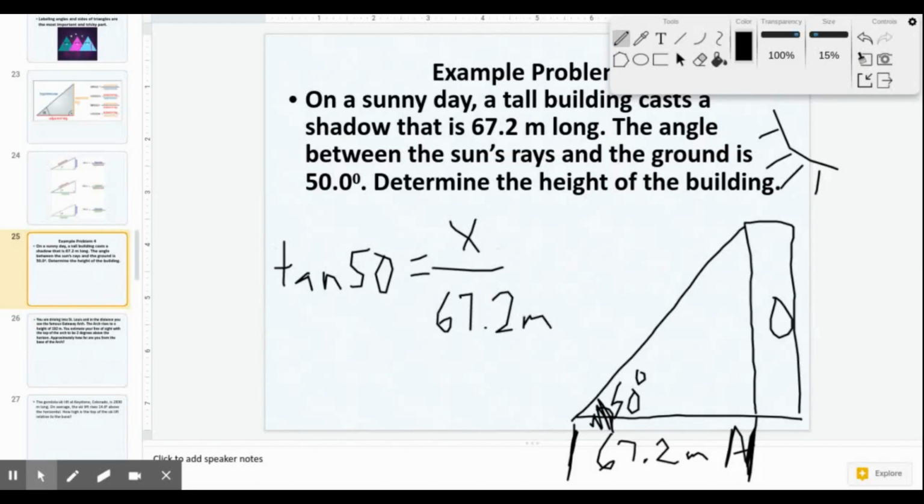So we're going to take tangent of 50 times 67.2. When I type that into my calculator, I get that x equals 80.058. So I'm going to say 80.1 meters.